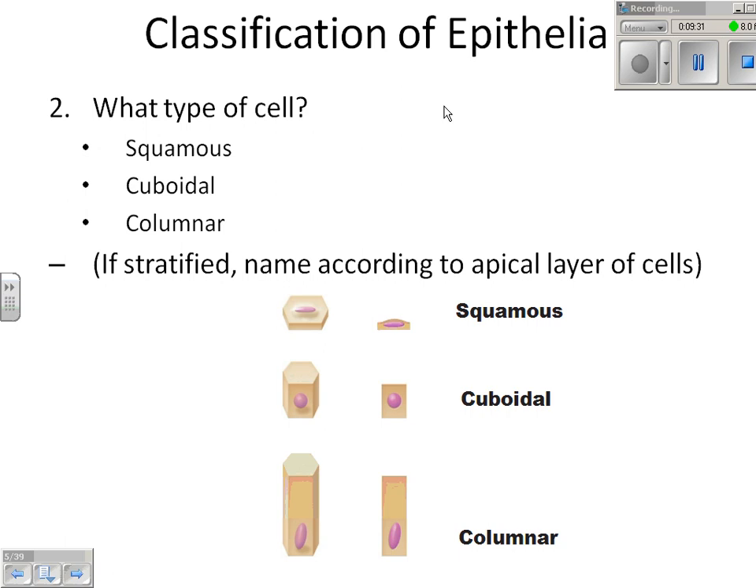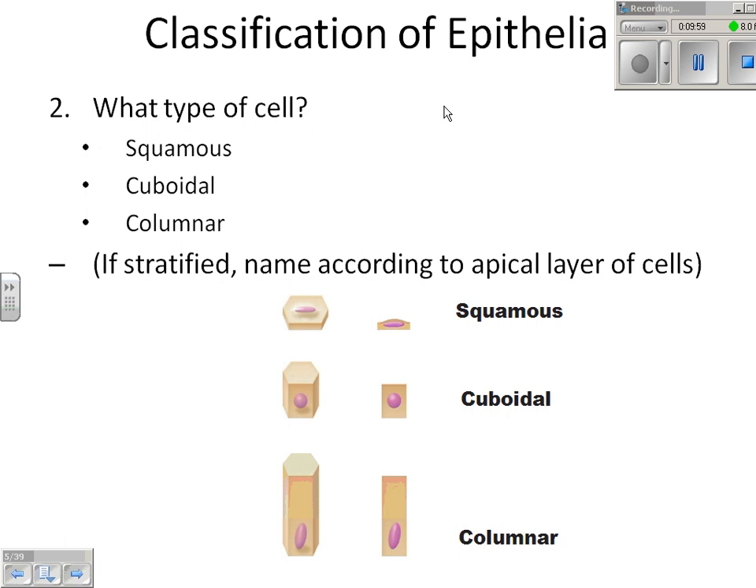Then we look at columnar tissue. It's an elongated cell. It looks like a column, so we call it columnar. And the nucleus is also elongated, so that helps us in identification of this tissue. And sometimes we'll have what we call pseudostratified columnar tissue, and we'll look at that in a second. But often you'll find cilia or microvilli on these columnar-shaped cells.